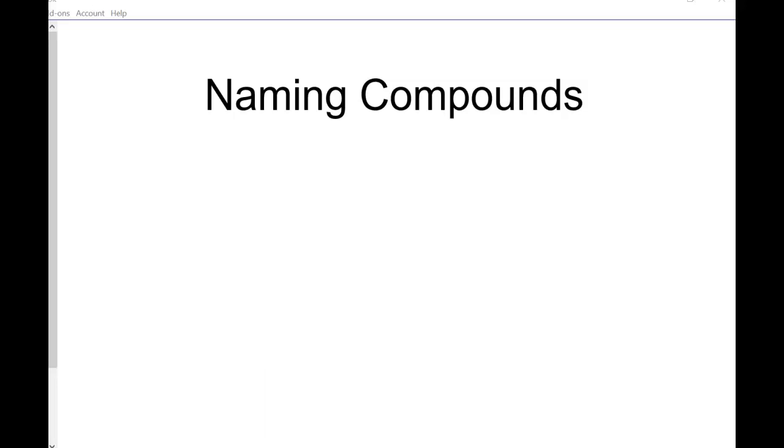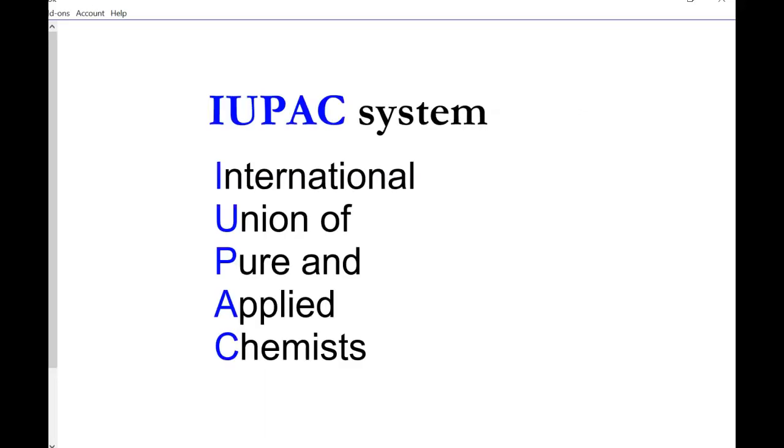Now the convention that I'm going to teach you for naming compounds is called the IUPAC system. IUPAC stands for the International Union of Pure and Applied Chemists. The Regents exam will often say, use the IUPAC system. I'll let you know, I'm only going to teach you this one convention.